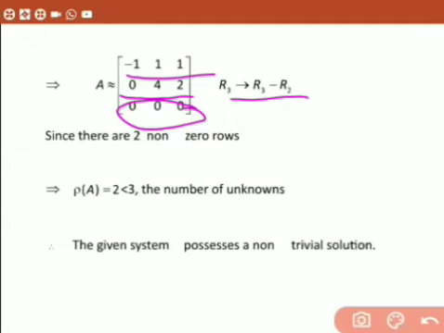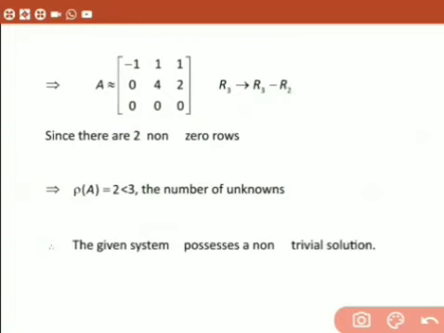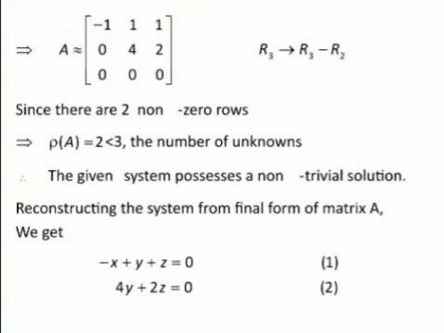In this equation we have 3 unknowns. X, Y, Z are 3 unknowns. So the rank of this matrix is 2, which is less than the number of unknowns. Then the system possesses a non-trivial solution. So here the given system possesses a non-trivial solution.